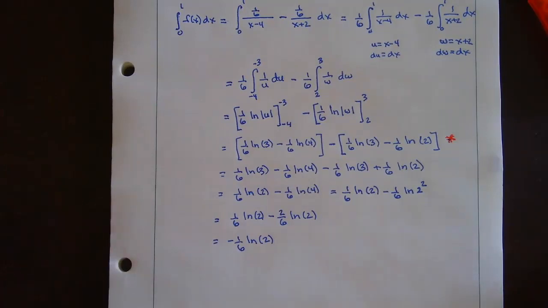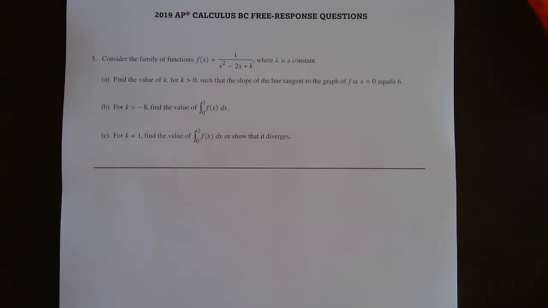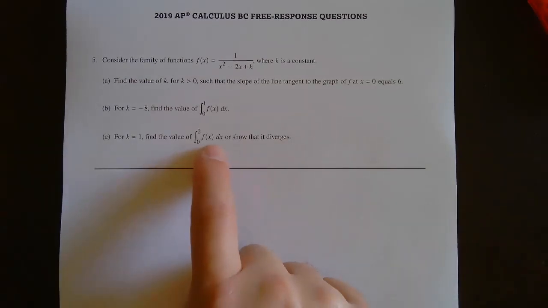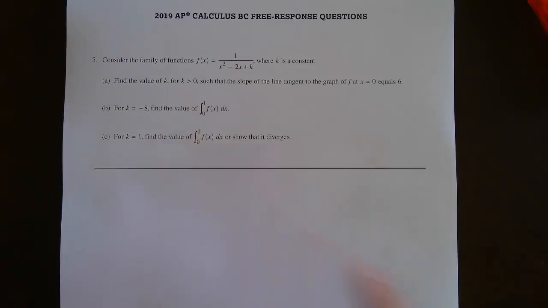Okay, let's go to part C. For part C, now they're telling you k is equal to 1, and they want you to integrate from 0 to 2 of f of x dx, or show that it diverges. So we're going to take a look at this. Show that it diverges, that's kind of a hint. You may want to look at what could be wrong with this that would cause it to diverge. So we're going to go ahead and look at this, and we'll write on our paper.